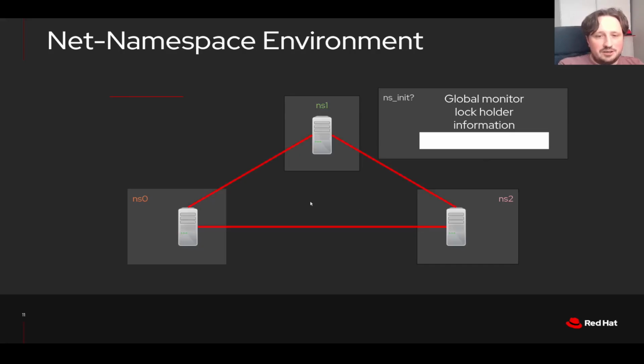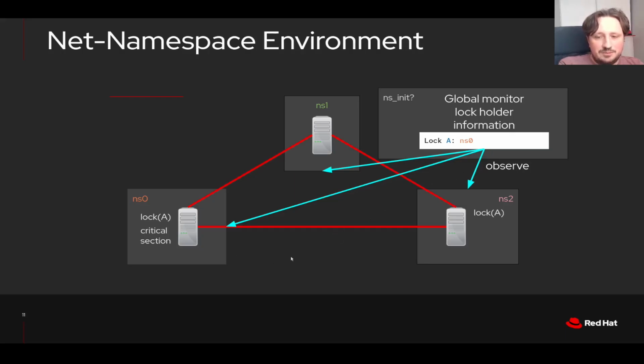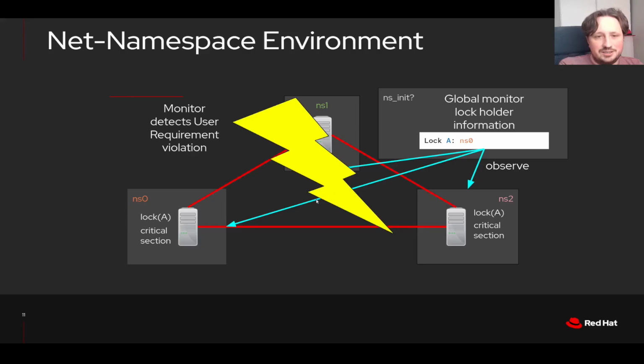So in a violation example with the monitor, we observe again all namespaces. There we run lock A again on ns0. The monitor knows lock A is held by ns0 when it's acquired. But then here lock A on ns2 and the critical section, it already sees, in this example it is an exclusive lock, so there can only be one holder at the same time, and there's already a holder, and the monitor detects the user requirement is violated.